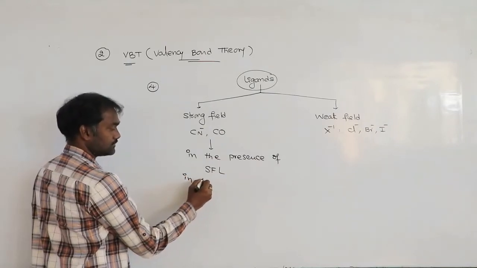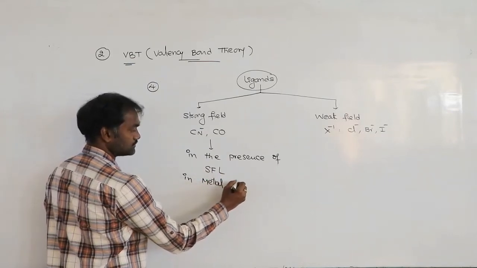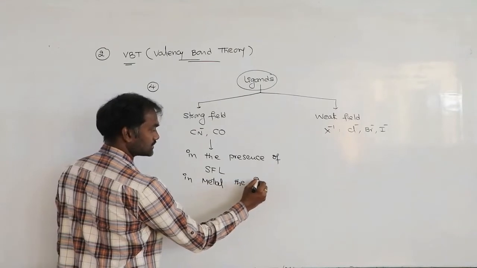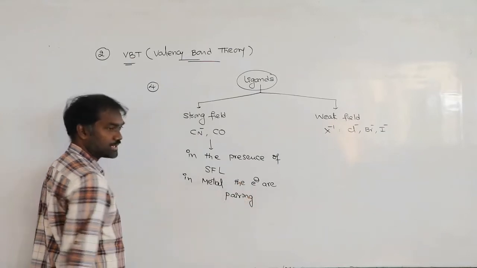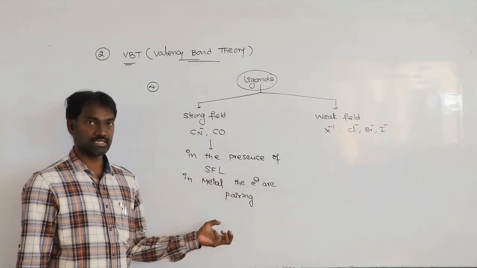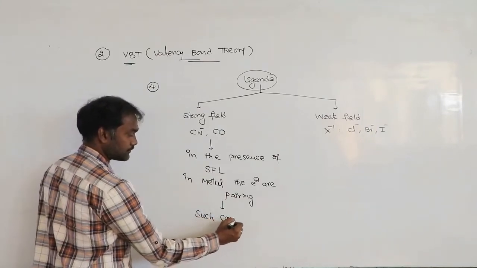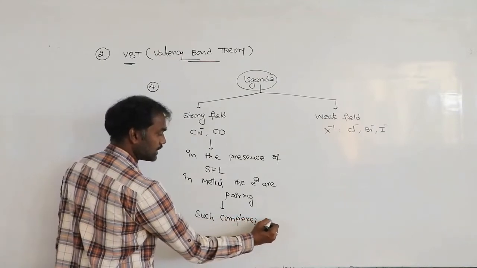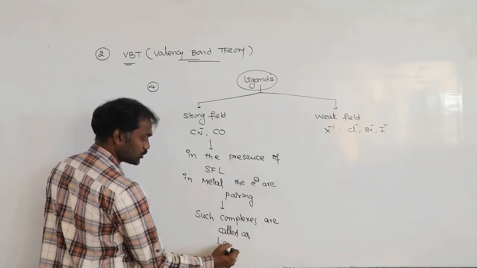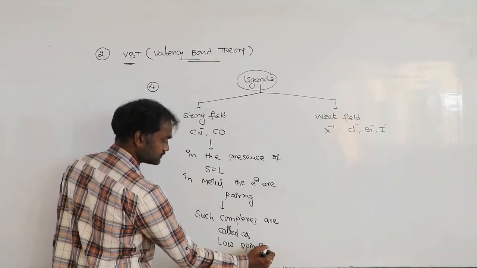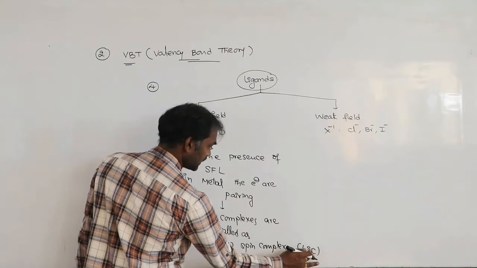In the presence of strong field ligands, in the metal the unpaired electrons are paired. The electrons are pairing, which means the spin decreases. That is why such complexes are called low spin complexes, LSC.